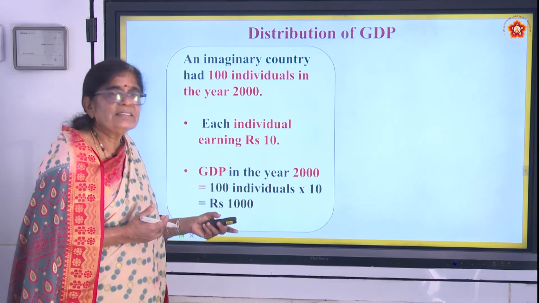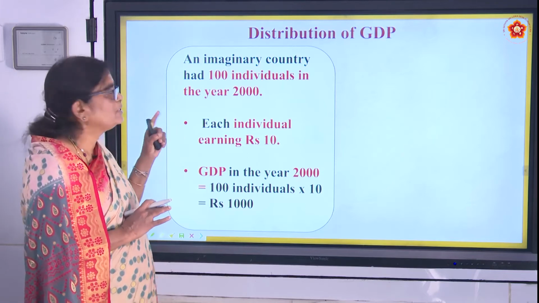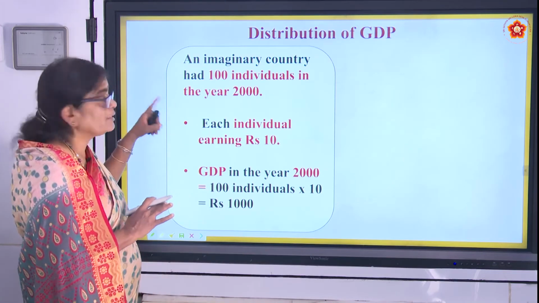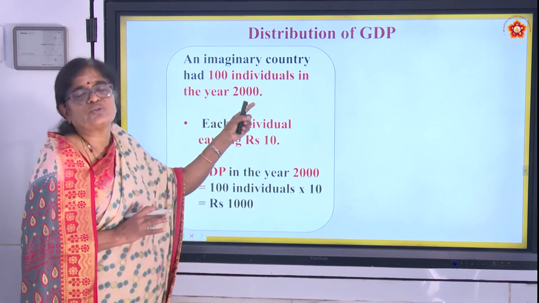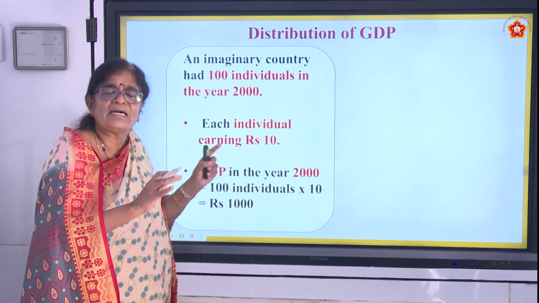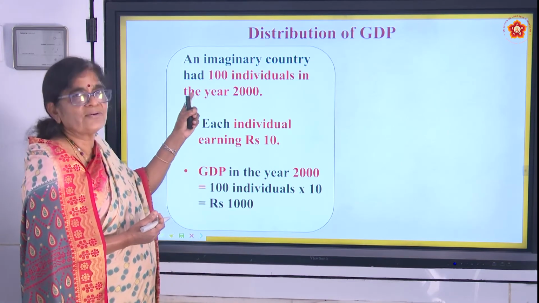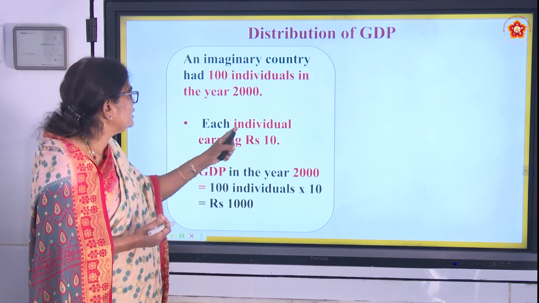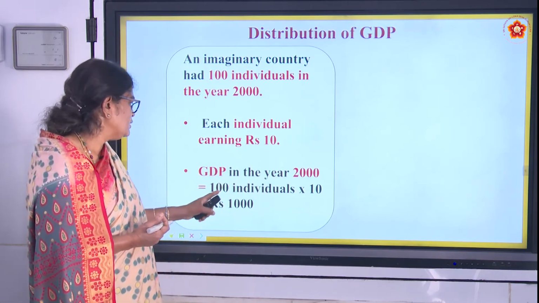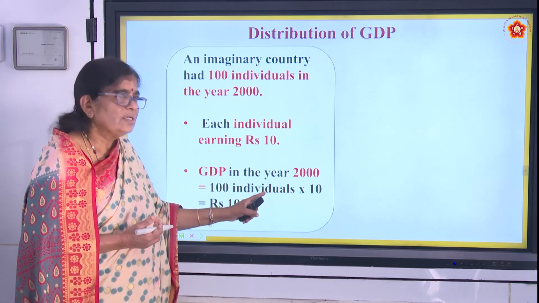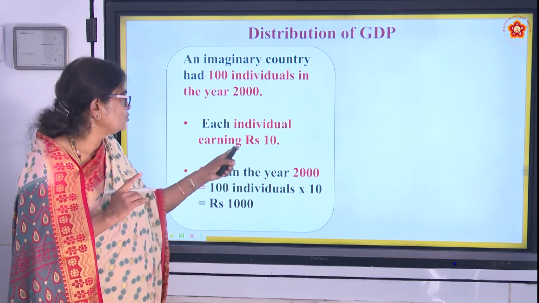Here is an example. This is an imaginary country, a simplified economy, for easy calculation. An imaginary country had 100 individuals in the year 2000. We say a very small country, only 100 people, for simplification of the calculation. Imaginary, that's what we are saying. Each individual earns rupees 10. How do we calculate GDP in the year 2000?